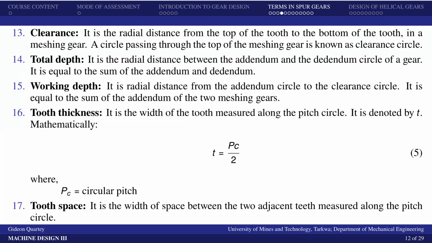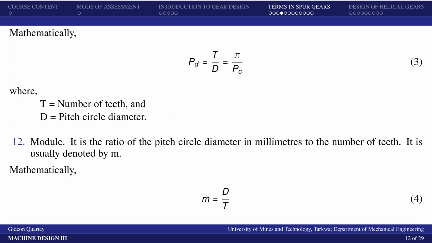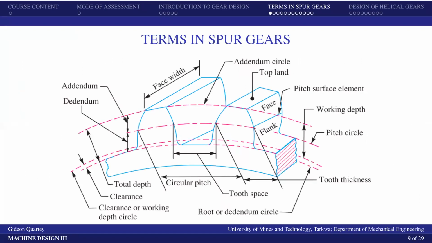Then we have the tooth space, and the tooth space is the width of the space between two adjacent teeth measured along the pitch circle. So that's the tooth space, and that one too, you can see it here. That's the space of the tooth, this area right here.